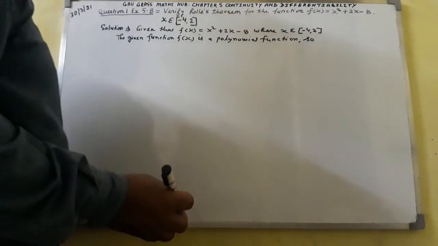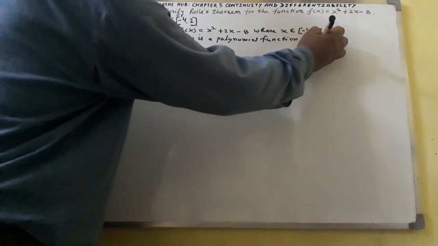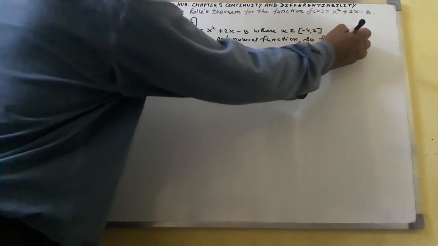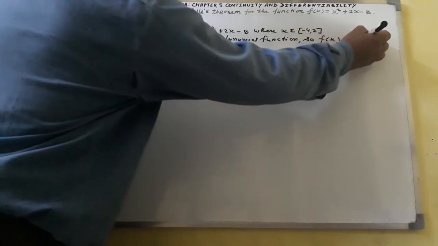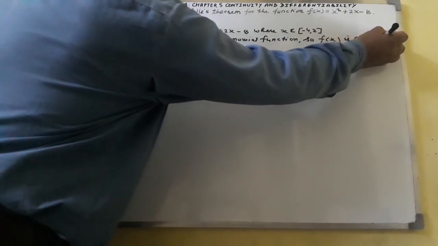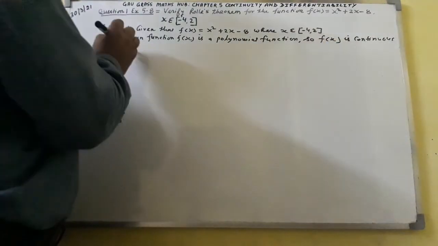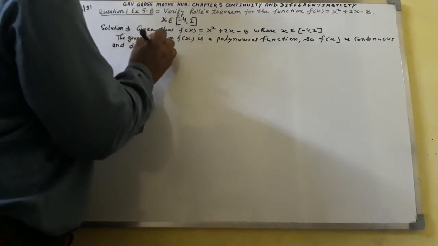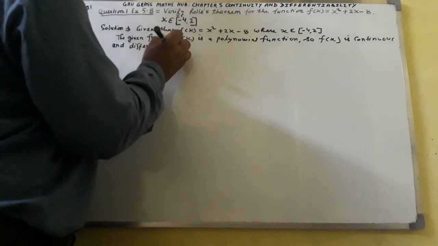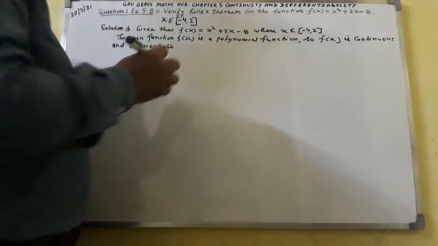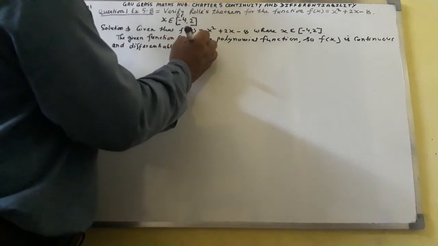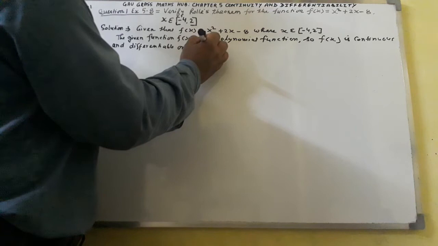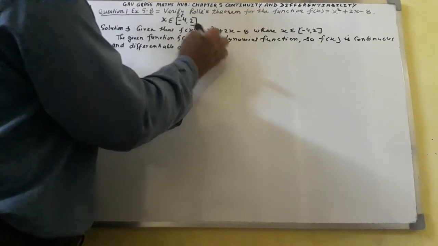So f of x is continuous and differentiable on the set of real numbers, capital R.